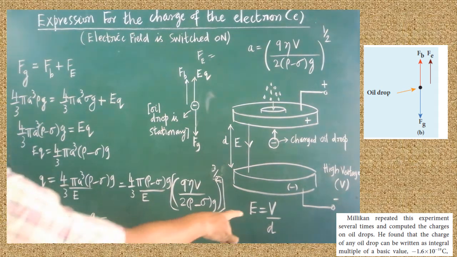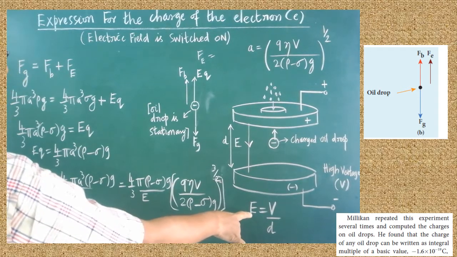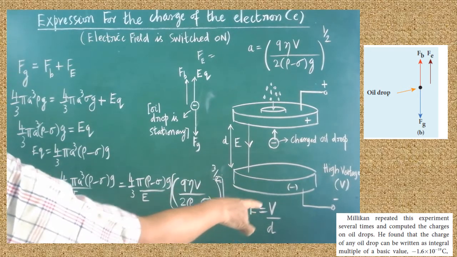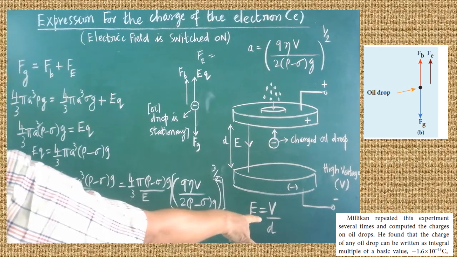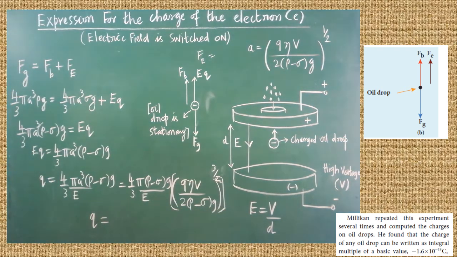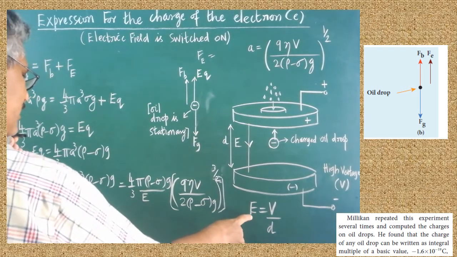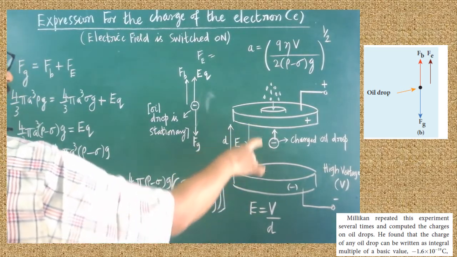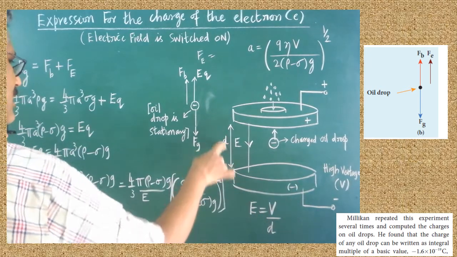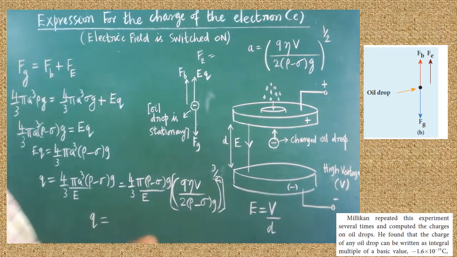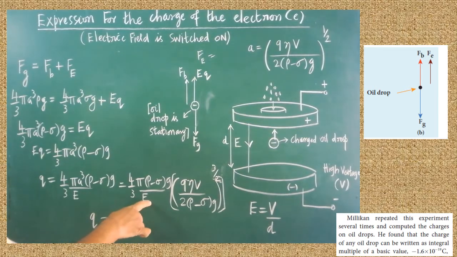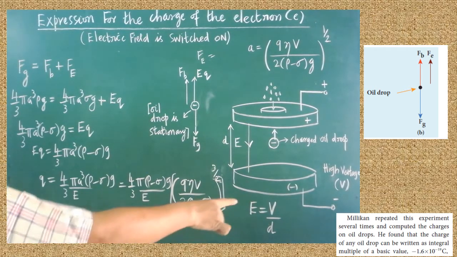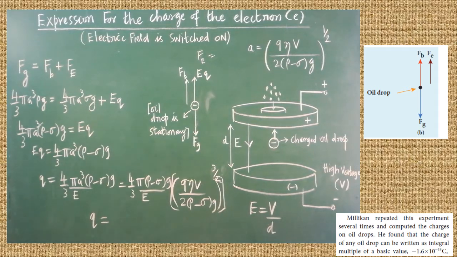After that, here E. What is E? Electric field strength. The electric field strength can be measured by using this expression. This expression was already taught in the first lesson. The negative potential gradient is nothing but the electric field. By calculating the potential difference and the distance between the two plates, we are able to get the expression for E. So substitute E. Is it clear? Replace E by V by d. So the final expression for Q can be obtained in the following form.